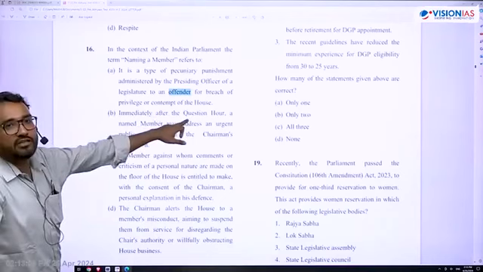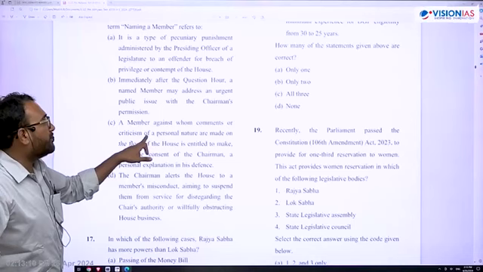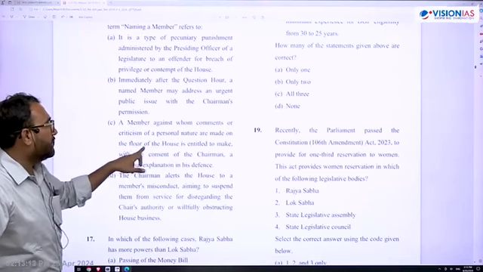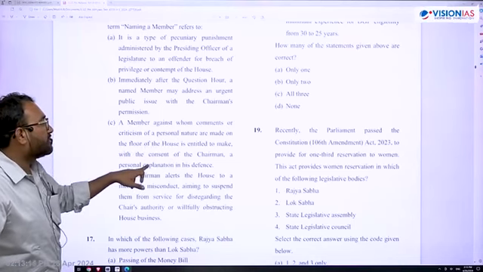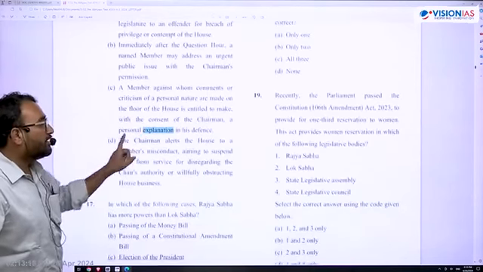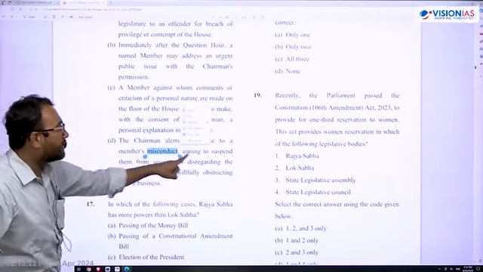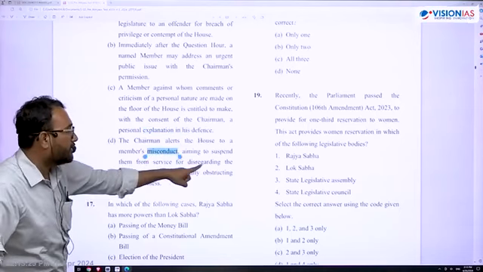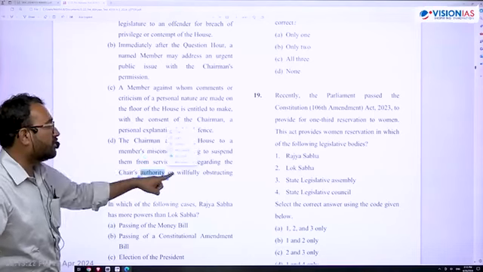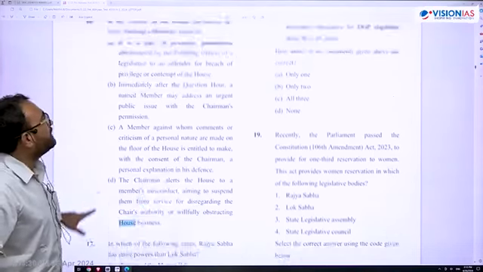Immediately after question R, it has nothing to do with question R. A member against whom comments or criticism of a personal nature are made, with the consent of the chairman, gets a personal explanation in his defense. There is no such thing. So the only answer would be: the chairman alerts the house to a member's misconduct, aiming to suspend them from service for disregarding the chair's authority or deliberately, willfully obstructing the house business. This will be naming the member.